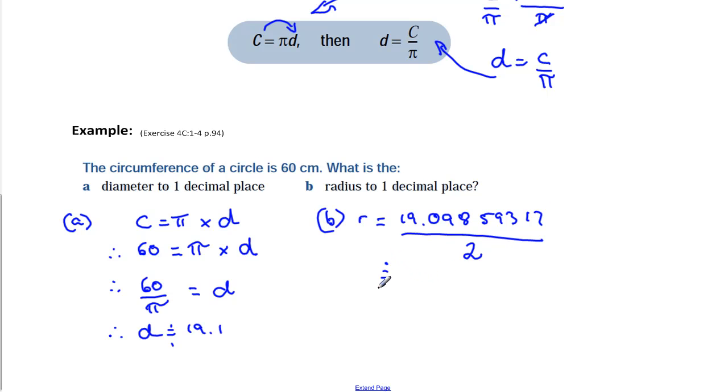So in this particular case, we can round this now to approximately 9.5 to 1 decimal place. And going back here, we'll just put our units in centimetres. And that's how we can calculate either the diameter or the radius from this formula up here, knowing the circumference.